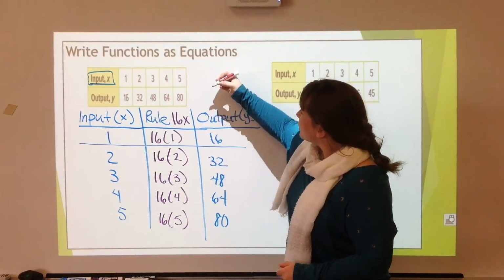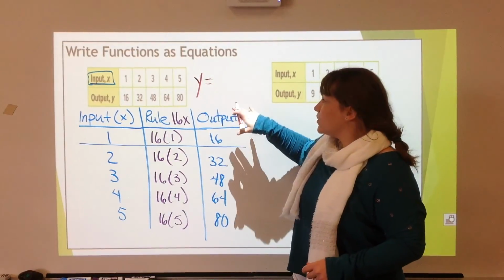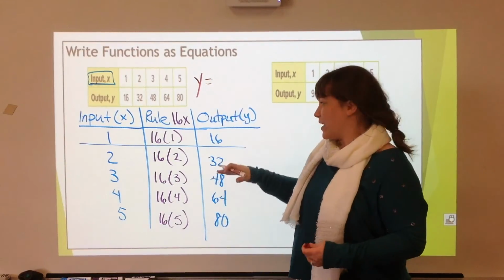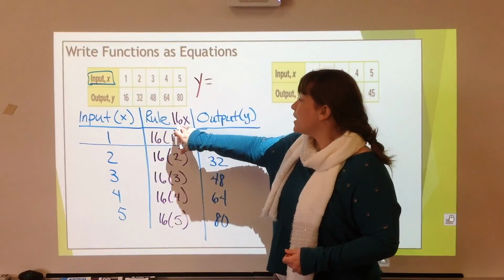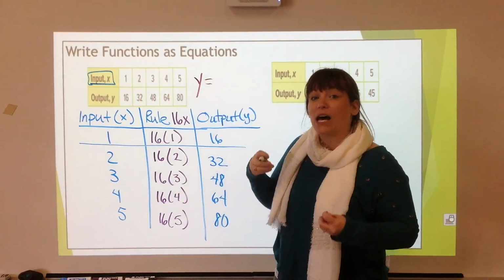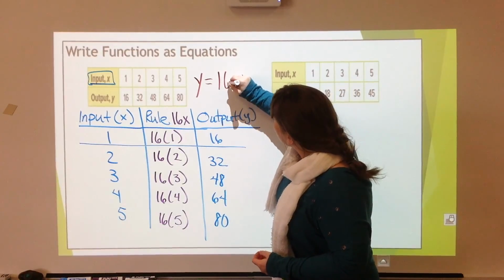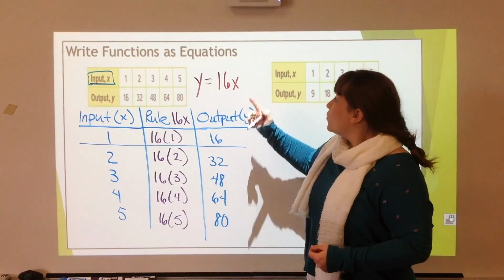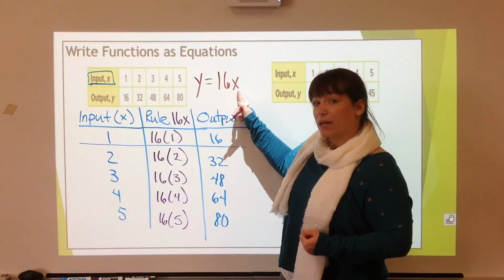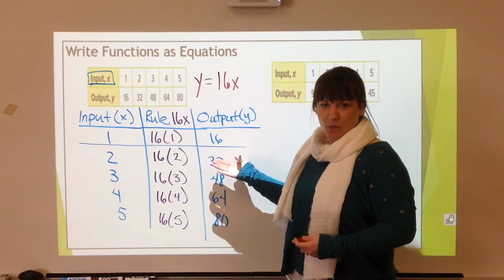So the output is going to be the start of our equation. So y is going to equal something. Y is going to equal 16 if we take the rule and apply our pluck and plop with whatever x is. So we're going to put our rule on the other side of the equal sign, which will then, when we pluck and plop 1 in, equal what we get in the y column.